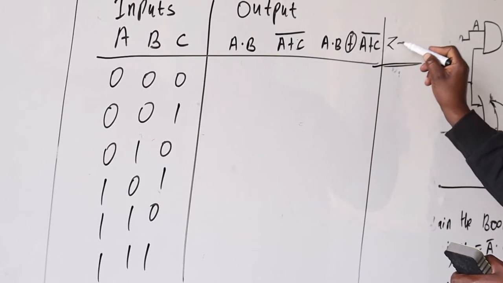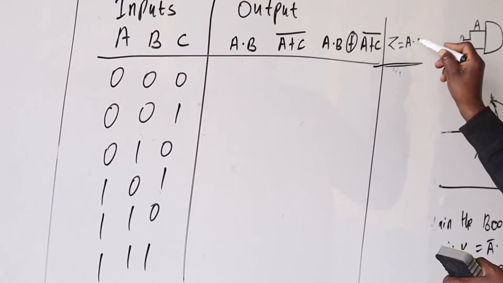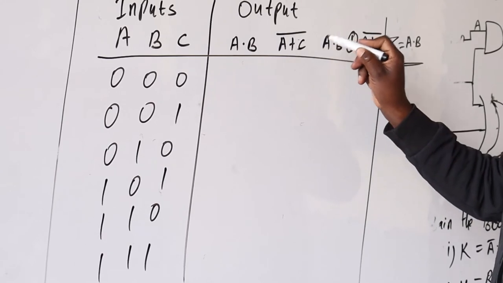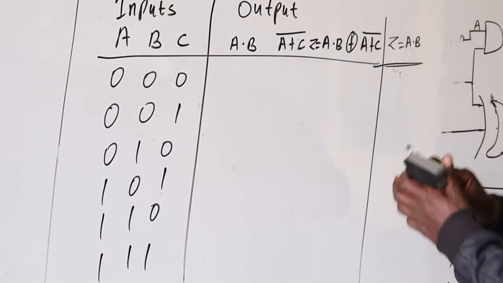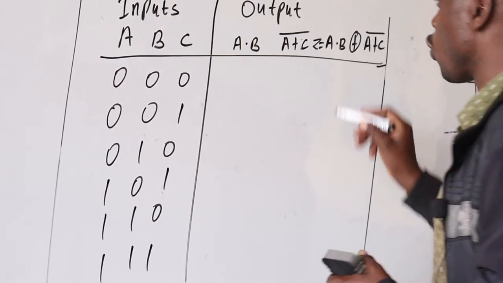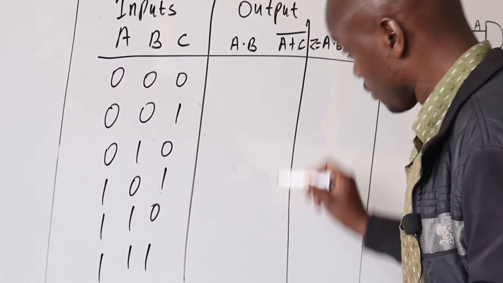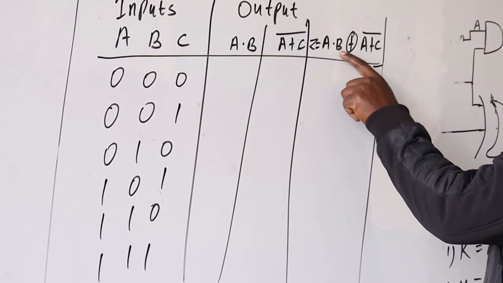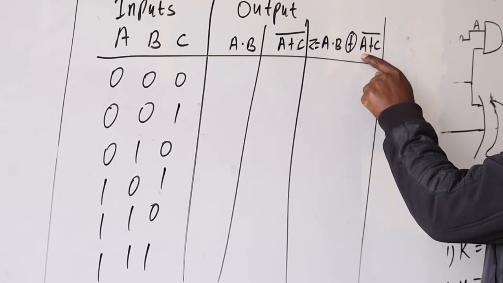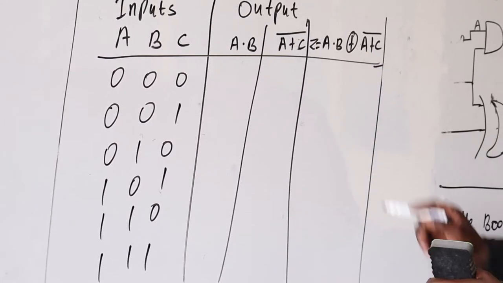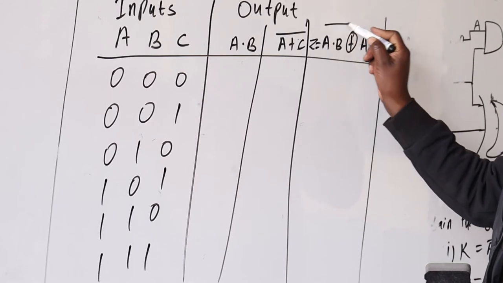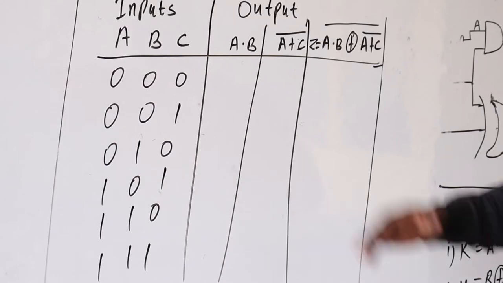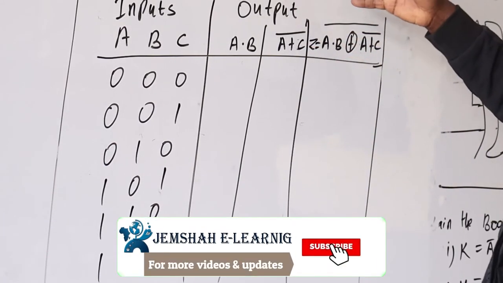Z is equal to A dot B. Or we can just say this one should be equal to Z so that we don't complicate so much. Let's start from there. Now our Z, which you wanted, is same as A dot B exclusive A plus C. Then I can even add another bar here so that we see what's happening. So now this is our truth table. So table 1 shows Boolean expressions for different states.